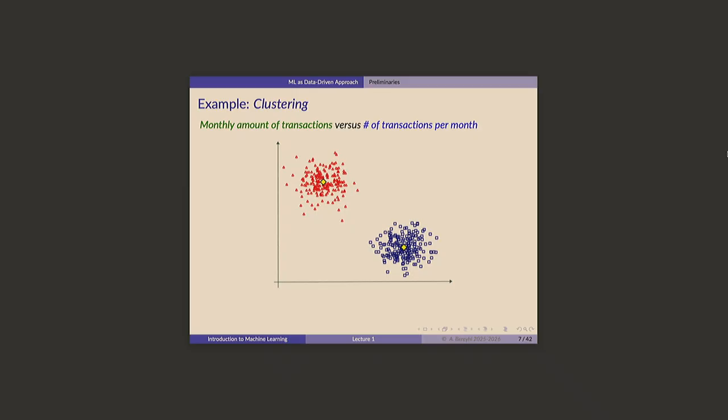So what they are showing is the monthly number of transactions. These are collected from bank accounts. So you go into one bank branch, and for every single bank account, you check how many transactions this account is doing in one month. This is one of the components that you have in your data. The other one is the monthly amount of transactions. So for every single account, you're going to see how many transactions are being done.